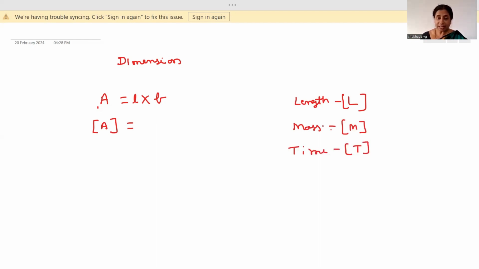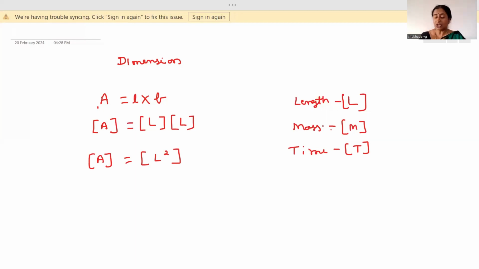Here it is the length, represented as L. Next is the breadth. Breadth is also the distance between two points, so that is also considered as length in dimension. Even the radius and perimeter are all considered as length. So the dimension of A, area, is given as L squared. That means the dimension of area can be calculated by knowing two different values of length.